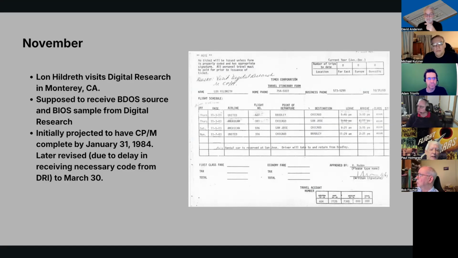Right? He was supposed to receive these two important files from Digital Research by the end of November, and he didn't. His initial projected date to have CP/M completed was the end of January, but because stuff got delayed getting it from Digital, that timeline got pushed back to March 30th of '84, which we now know is well past the expiration date.